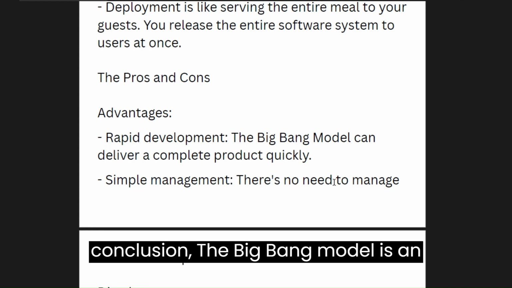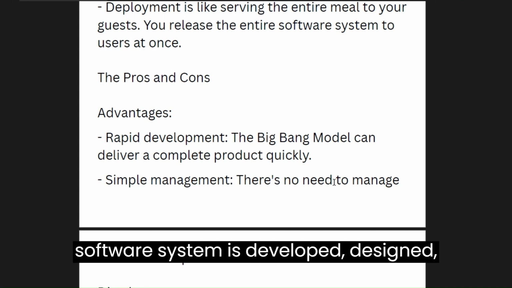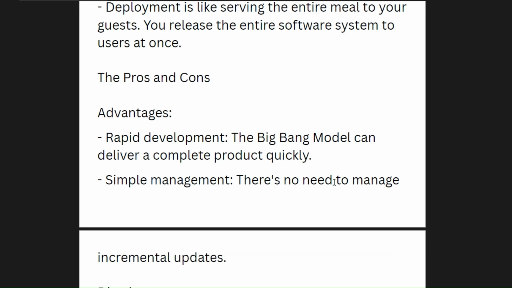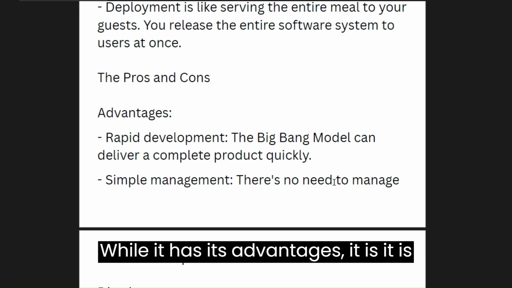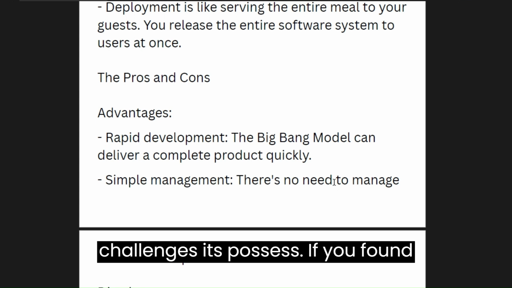So, in conclusion, the Big Bang model is an unconventional approach where the entire software system is designed, developed, coded, and tested all at once. While it has its advantages, it is essential to be aware of the risks and challenges it poses.